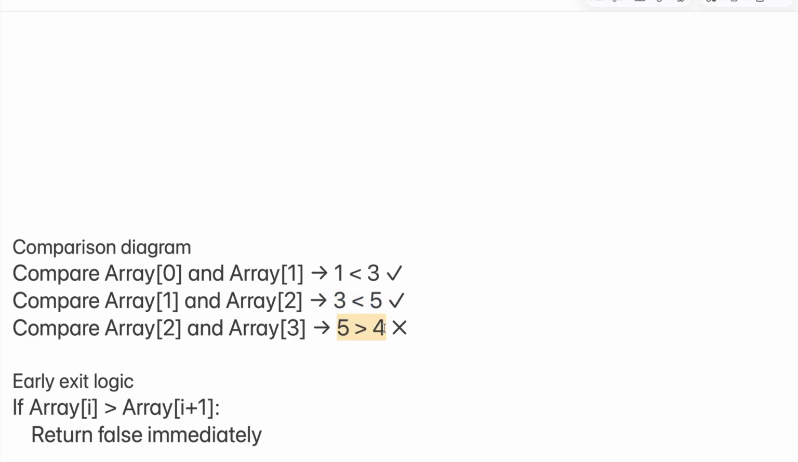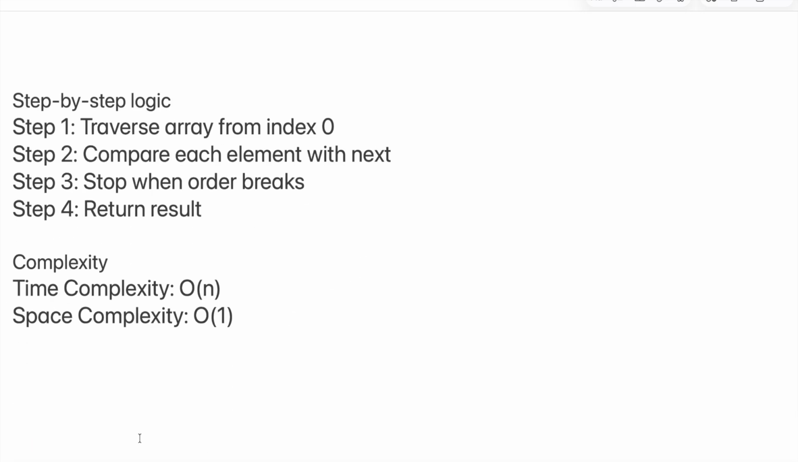3 is less than 5, so that is also correct. But when I compare 5 and 4, the sorted order breaks. At this point, I can immediately stop and return false. There is no need to check the remaining elements. The key idea here is early exit. I stop as soon as the condition fails instead of checking the entire array blindly. In the worst case, it still takes O(n) time and the space complexity remains O(1).